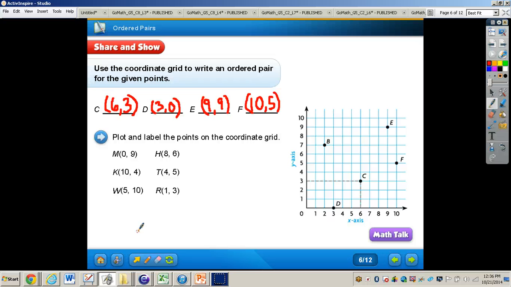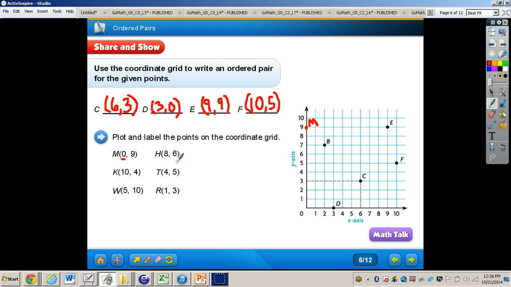Okay, so let's take a look at numbers 5 and 6 together. Letter M, we're going to plot and label the points on the coordinate grid. So M is (0, 9). What we need to do is, first of all, start out with the x-axis, go 0 points from the origin. So in other words, we stay right here, we don't move any units at all. Then we go up 9 units on my y-axis, plot our point right here, and we can label that letter M.